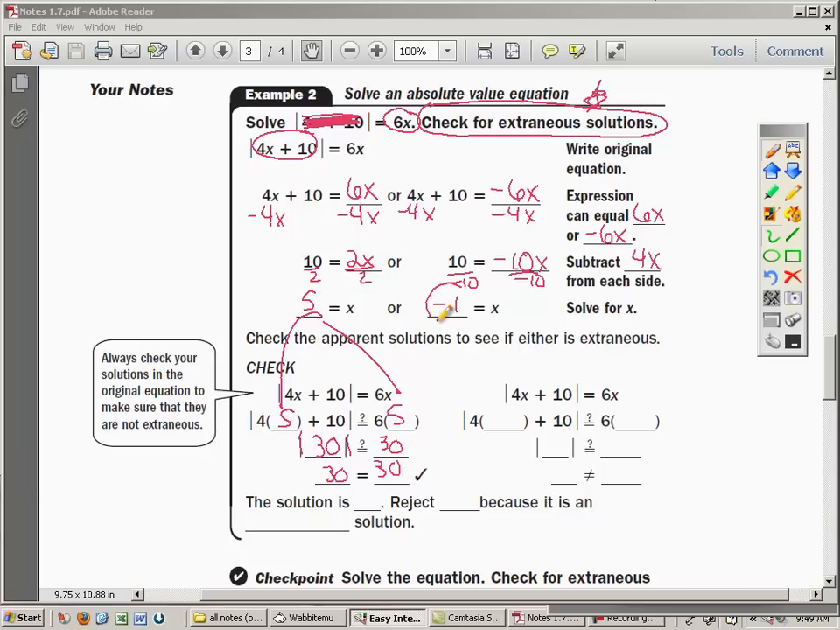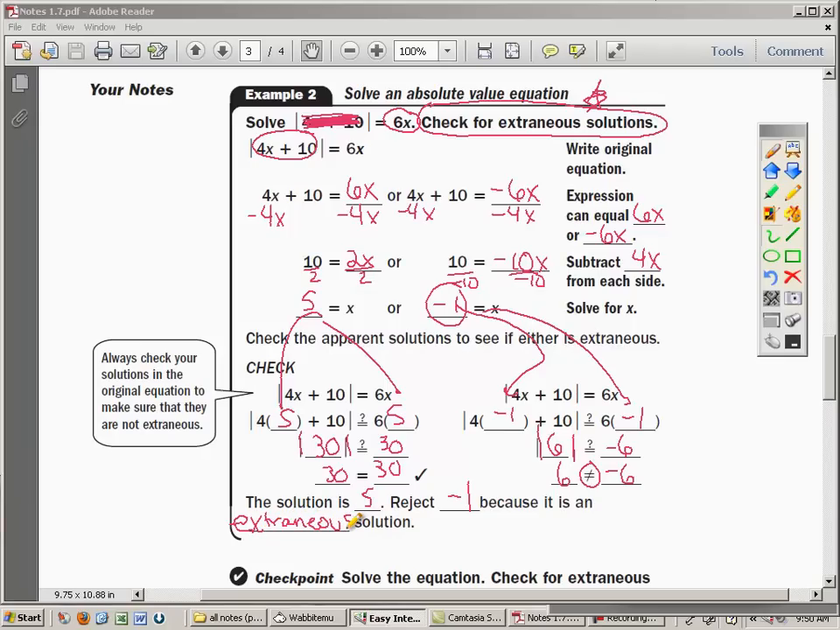Let's try the other one. Let's try our negative 1. Plug in negative 1 there and negative 1 there. This becomes 4 times negative 1, which is negative 4. Negative 4 plus 10 is 6. 6 times negative 1 is negative 6. When I take the absolute value of 6, I get positive 6. Positive 6 is not equal to negative 6, and so we have to reject negative 1 as a solution. We can keep the solution 5. It only has one solution. And so the negative 1 becomes what we defined earlier as an extraneous solution.